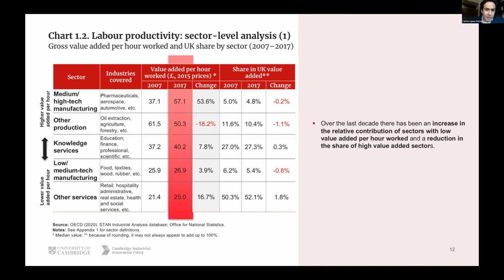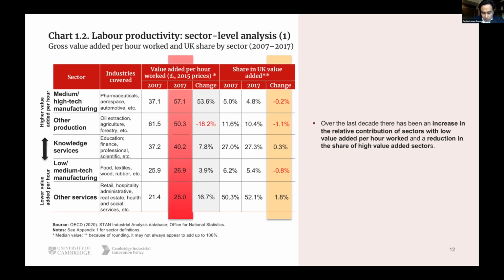And here we see medium and high-tech manufacturing, which includes pharma, aerospace, and automotive, being the one with the highest value added per hour. Worryingly, and Lord Sainsbury has mentioned this already, low value adding services have actually increased their share in the UK economy, and we see in this column here, from 50.3% to 52.1% in 2018, so over the last 10 years.